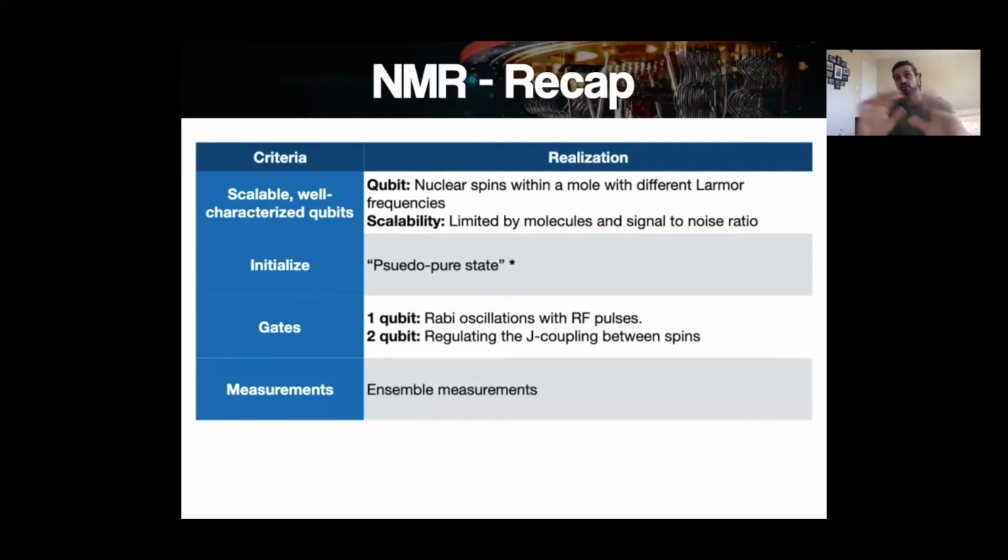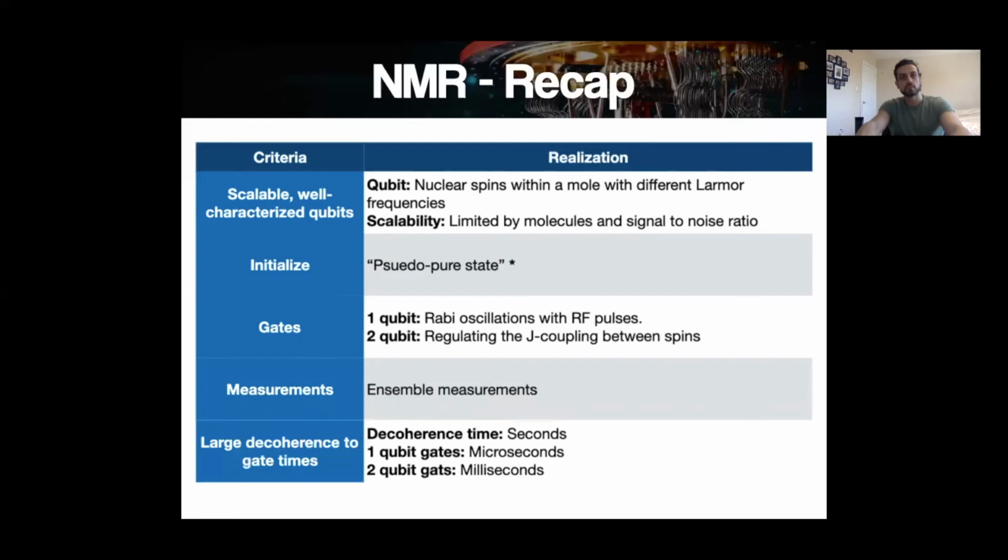Measurements are done as an ensemble by measuring the changing magnetic field at the end. And in terms of decoherence to gate times, decoherence times for most NMR samples are on the order of seconds, while 1 qubit gates take 10 to the -6 seconds, or microseconds, and the 2 qubit gates are in milliseconds. So the 2 qubit gates are really the limiting factor here, and the decoherence time, I guess, but between the 2 different gates, it's the 2 qubit gates that take 1,000 times longer than the 1 qubit gates. So those are the main issues.